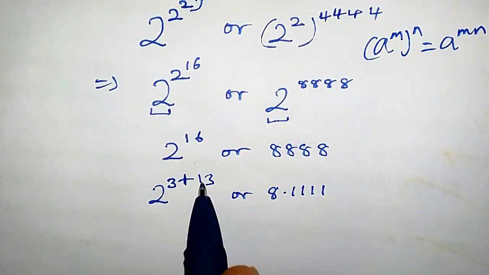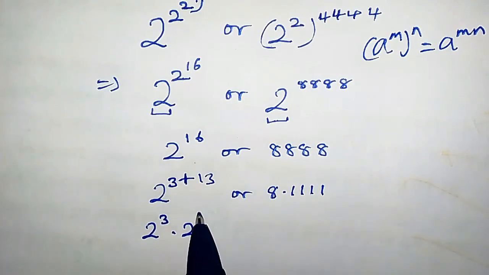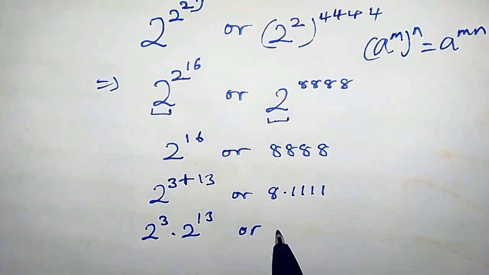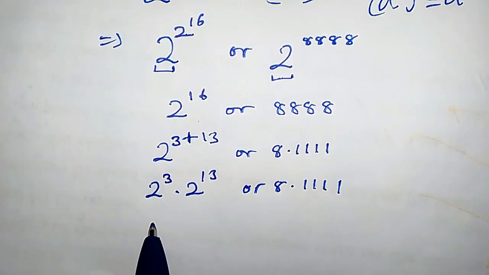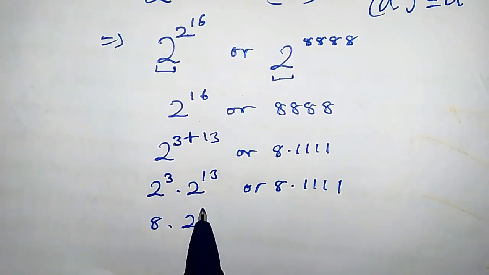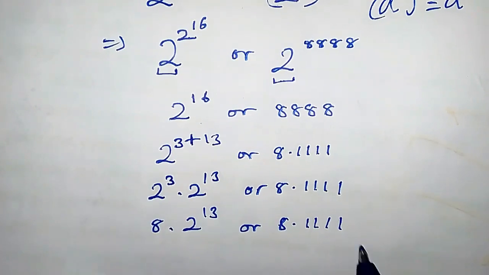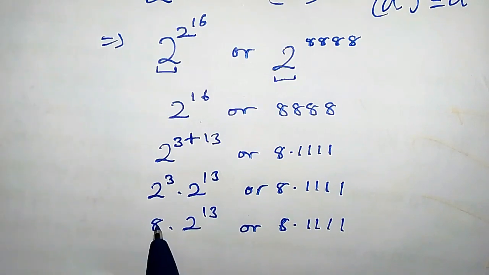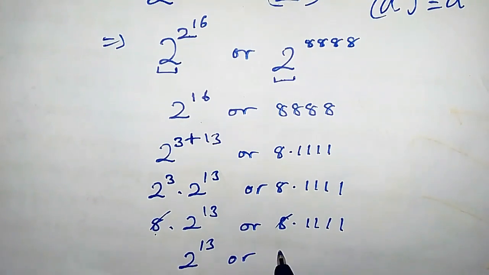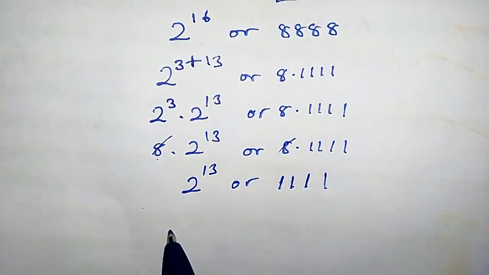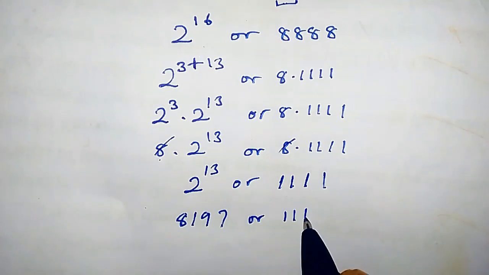By applying laws of indices to this, we can split it. So we're going to have 2 raised to the power 3 times 2 raised to the power 13, or 8 times 1^1. What is 2 raised to the power 3? That is 8, times 2 raised to the power 13, or 8 times 1^1. We have 8 here, we also have 8 here. Let's ignore it. So we are left with 2 raised to the power 13 or 1^1. 2 raised to the power 13, that is 8,197, or 1^1.